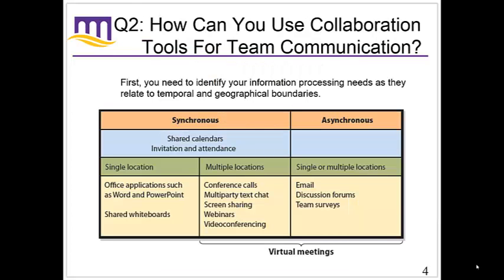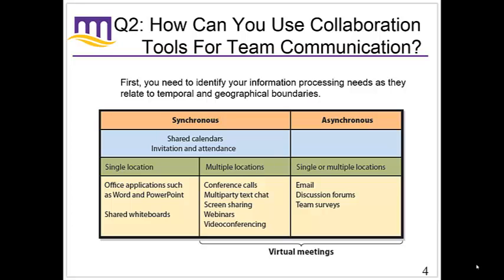All right, how can you use collaboration tools for team communication? So there's actually two different types of communication. One's called synchronous and the other's asynchronous. Synchronous is when you're basically all together and communicating at the same time in sync, right? So if somebody says something, someone immediately answers, or if there's a question, there's an immediate answer.